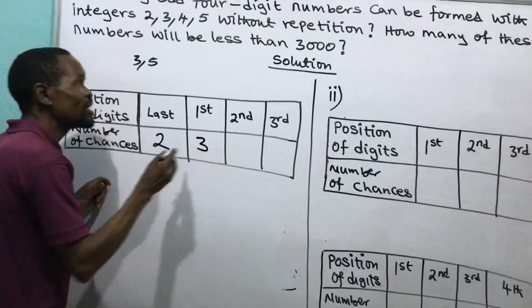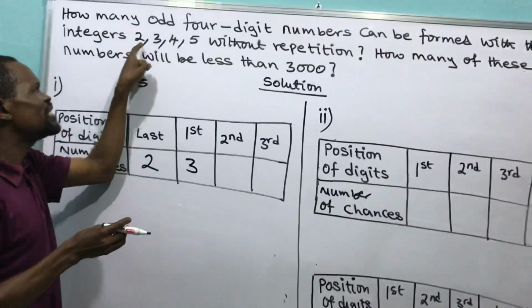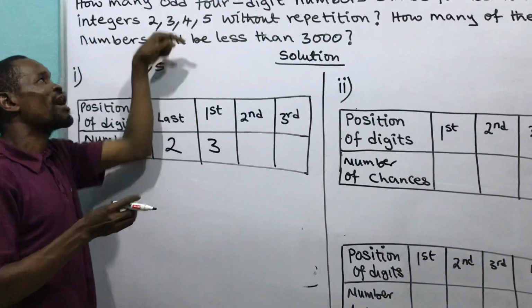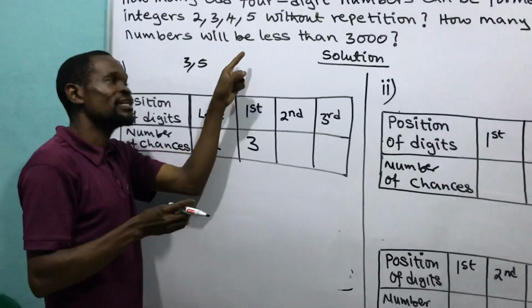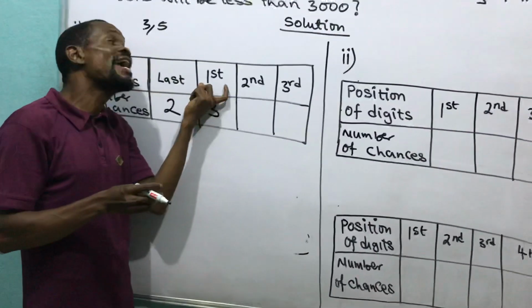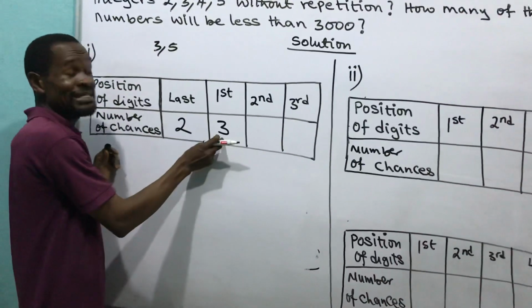I will write 3 ways. Among these 1, 2, 3, because 1 has been taken off, the remaining digit is this and this and this. Out of 3 and 5, 1 has been taken off. That means 3 digits remain. Then in how many ways can that 3 digits occupy the first digit? The first digit will be occupied in 3 ways.